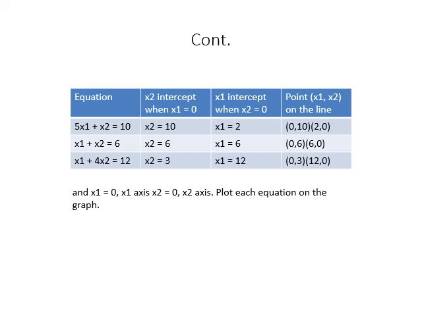Now we have three equations: 5x1 plus x2 equals 10, x1 plus x2 equals 6, x1 plus 4x2 equals 12. For the first equation, when x1 equals 0, x2 equals 10. When x2 equals 0, x1 equals 2. The points of x1, x2 on the line are (0, 10) and (2, 0).